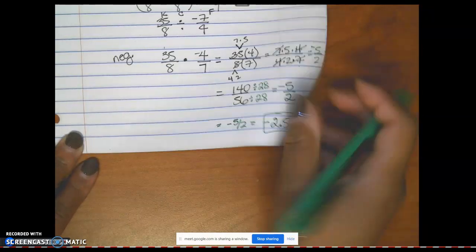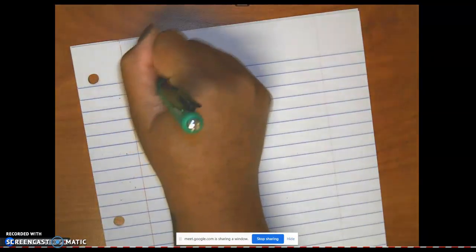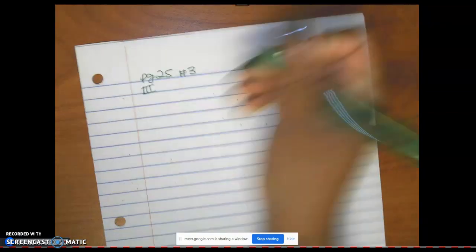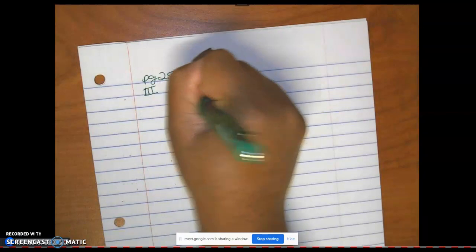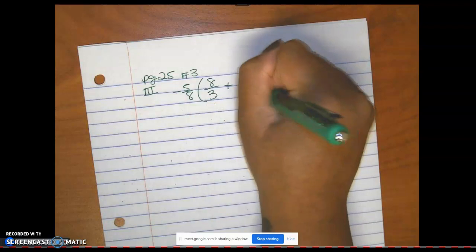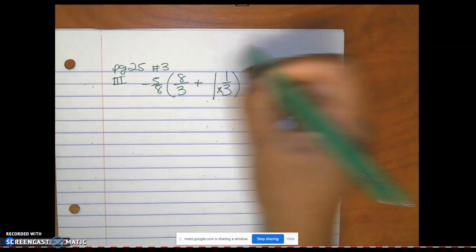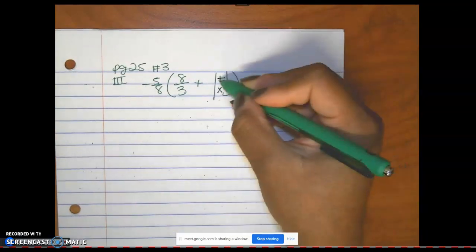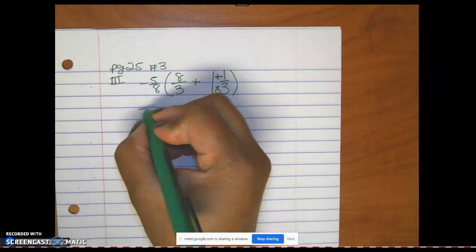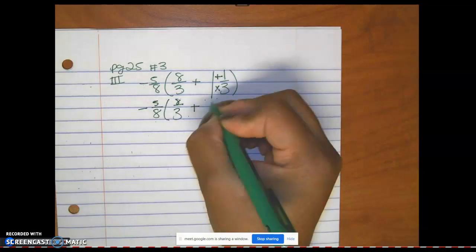Okay, still not done because I got to do Roman numeral 3. Lots of work for this problem. Roman numeral 3 says, and this is page 25, number 3. It says negative 5/8 times 8/3 plus 1 1/3. I'm going to convert to improper fraction, so multiply and then add. What's 3 times 1 plus 1? Good. 4 over 3.